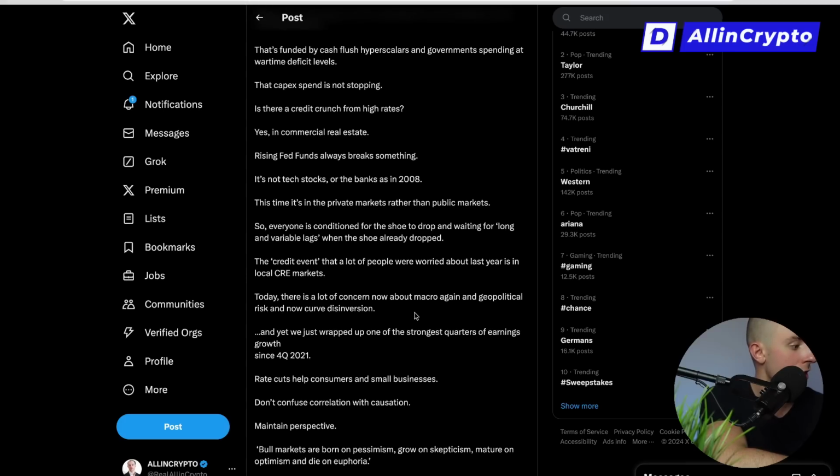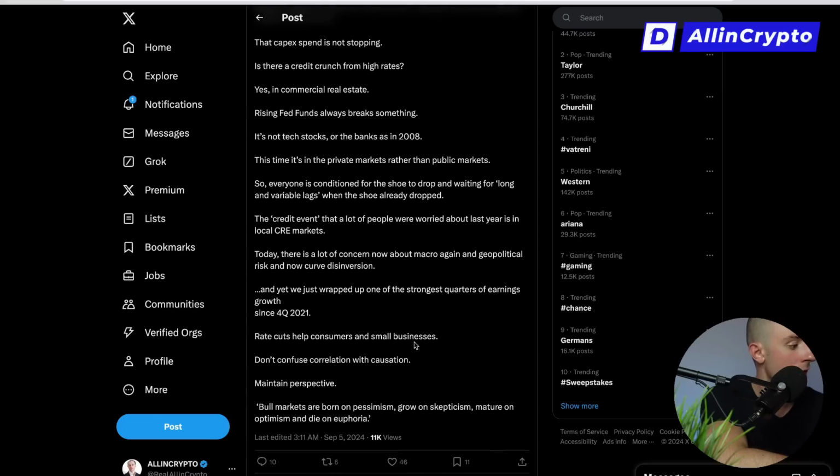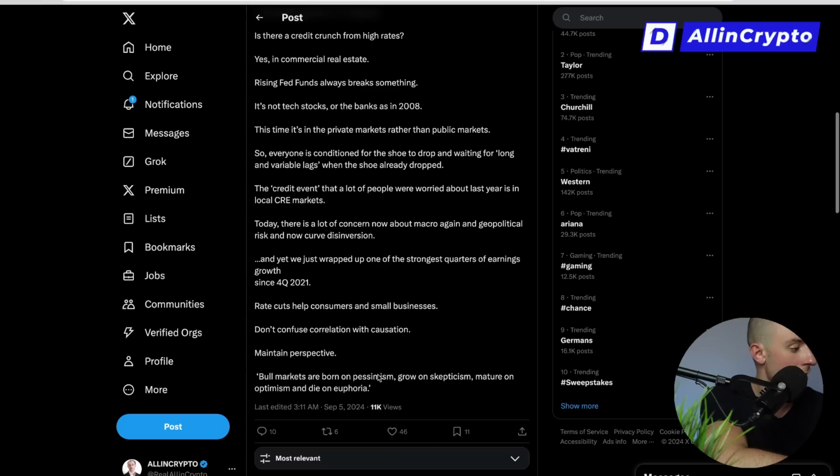Today, there are a lot of concerns about macro again and geopolitical risk and curve disinversion. And yet, we just wrapped up one of the strongest quarters of earnings growth since Q4 2021. Rate cuts help consumers and small businesses. Don't confuse correlation with causation. Maintain perspective. Bull markets are born on pessimism, grow on skepticism, mature on optimism, and die on euphoria. And we still think there is euphoria to come in the markets, ladies and gentlemen.